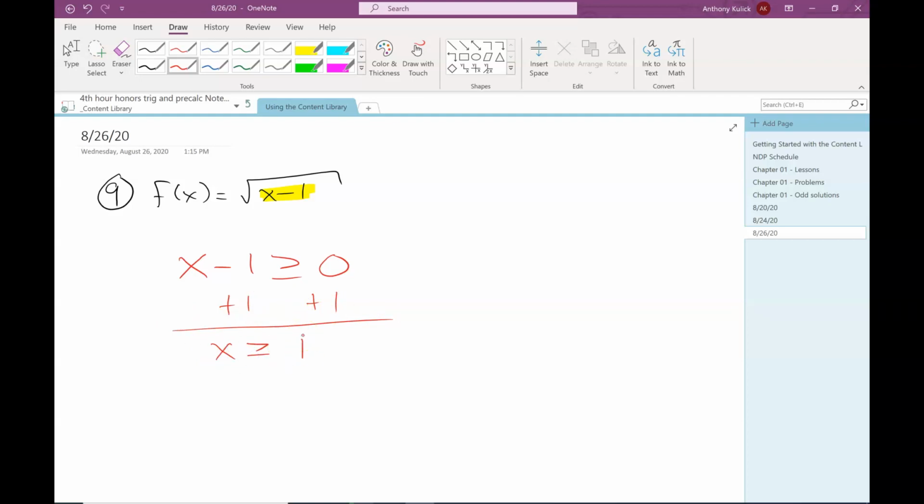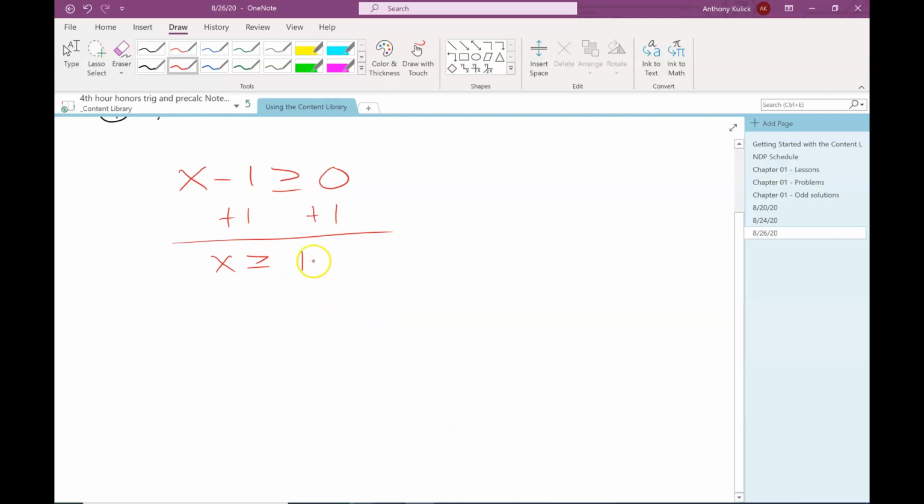And there's my inequality. Now the directions say they want our answer as an interval, so my last step would be to translate this inequality to interval notation. Looking at this inequality, x is greater than or equal to 1. So the smallest number that satisfies that inequality is positive 1. And the biggest number, well, there isn't a biggest number. It goes on forever.